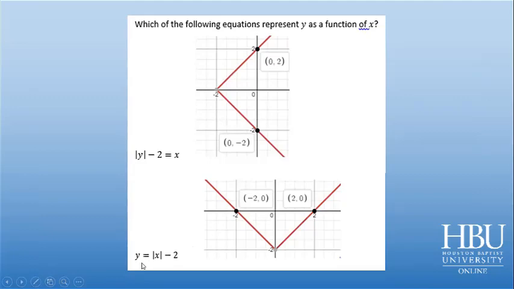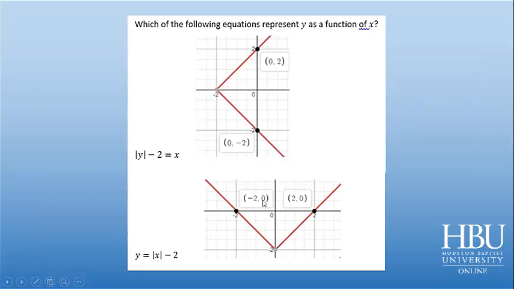However, look at the second equation, y equals the absolute value of x minus 2. The graph here shows that any vertical line is going to intersect that graph in at most one point. So this does pass the vertical line test. It is a function. Do not be confused by the fact that there is a horizontal line that intersects the graph in 2 points, (negative 2, 0) and (2, 0).